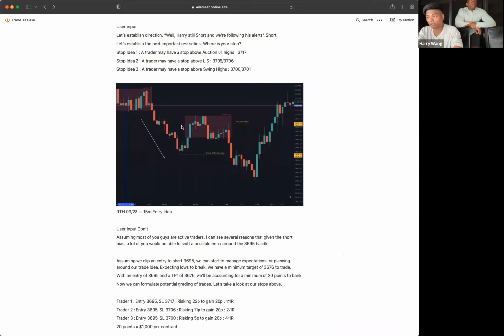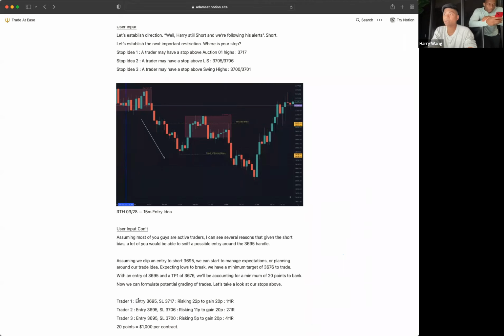So assuming we clip an entry to short 36.95, we can start to manage expectations or start planning around our trade idea, right? If we enter here, we would be expecting the lows to at least break, bare minimum. With an entry of 36.95 and a TP of 36.76, which is the current lows, we are essentially accounting for a minimum of 20 points to bank. We can now formulate potential grading of trades. And so let's take a look at what these would result in, assuming these lows break.